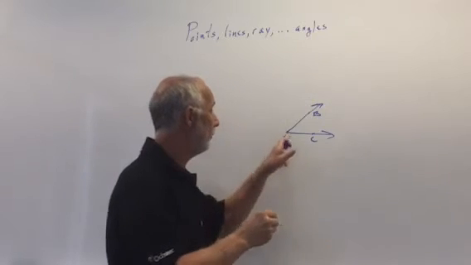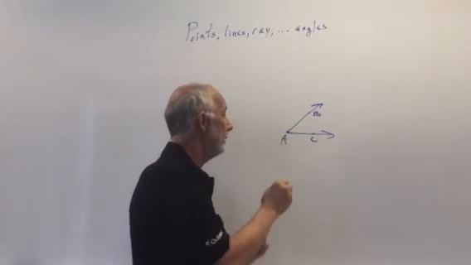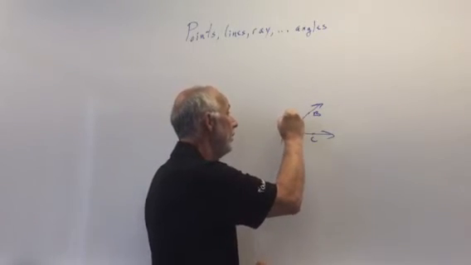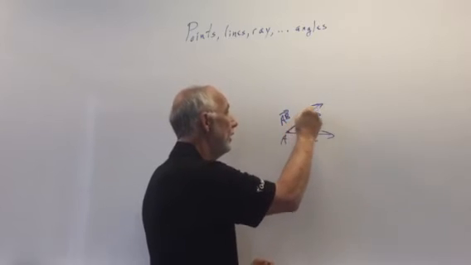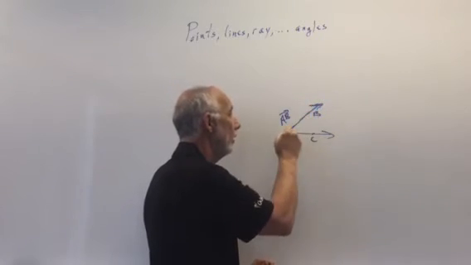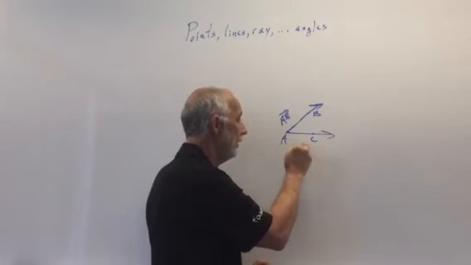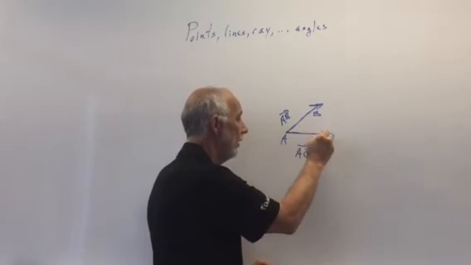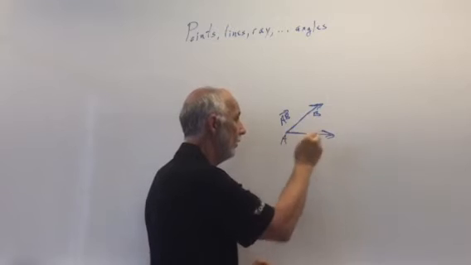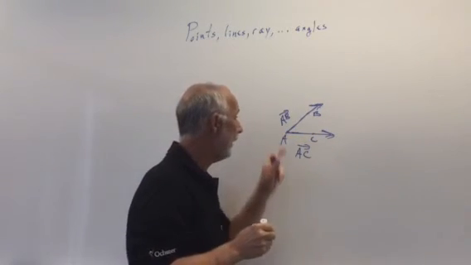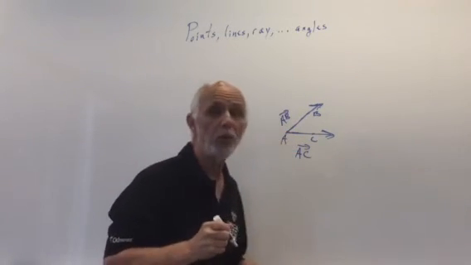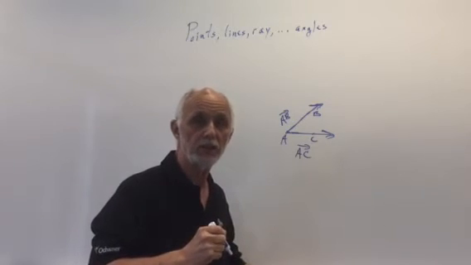And again, the common endpoint would be A, because it's part of ray AB. That's the ray that's right here, starting at A going through B, and it's part of ray AC. That's the ray that starts here and goes there, starting at A and going through C. And again, that common endpoint is referred to as the vertex.